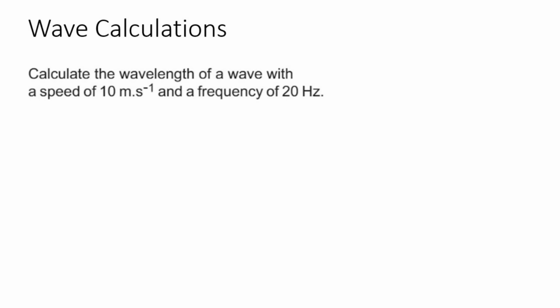This one says calculate the wavelength of a wave that has a speed of 10 meters per second and a frequency of 20. Okay, so we can just use that frequency, so we can just use this formula.